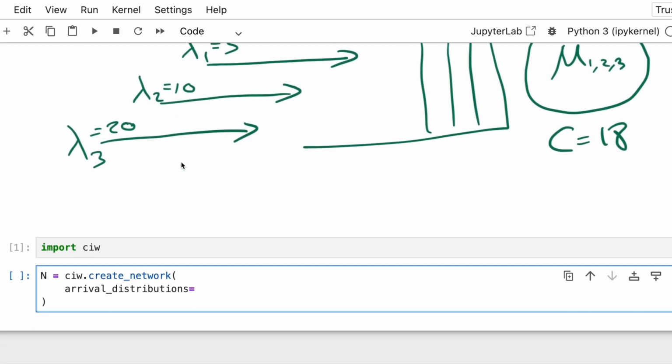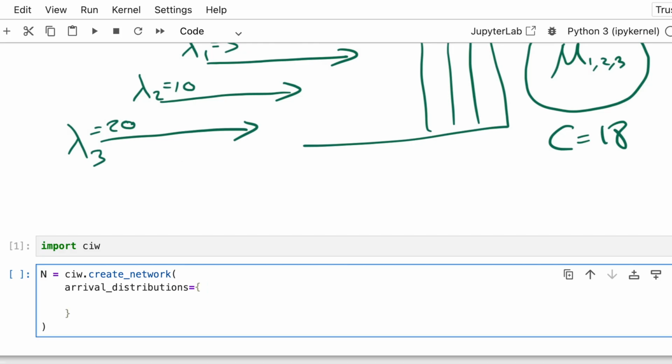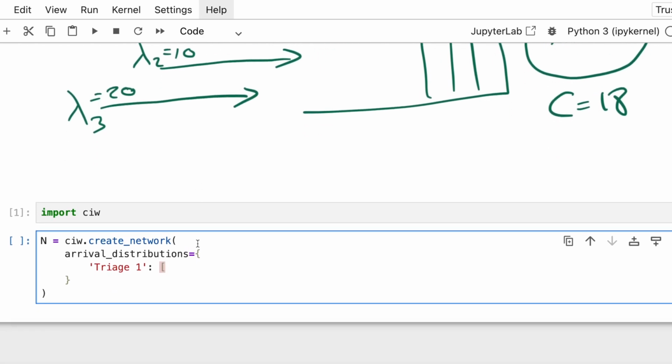How do we deal with that? We deal with that in Q using dictionaries, where the keys are strings representing the names of the customer class. We can name them whatever we want. In this case, triage 1, 2 and 3. For customers of class triage 1, we can then do our usual list of parameters for each service centre. There's only one service centre here, so it'll be a list of one thing. The arrival distribution for customers of triage category 1 is going to be Poisson arrivals with arrival rate lambda equal to 5 per hour.